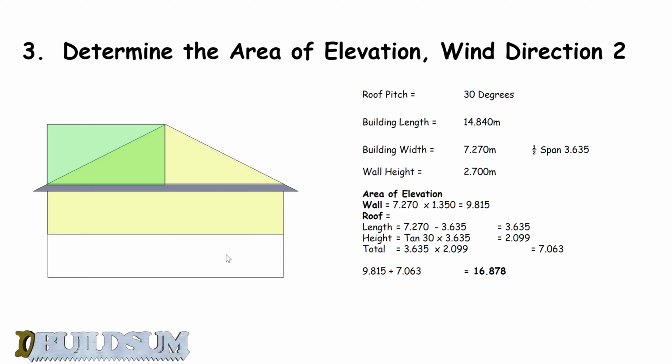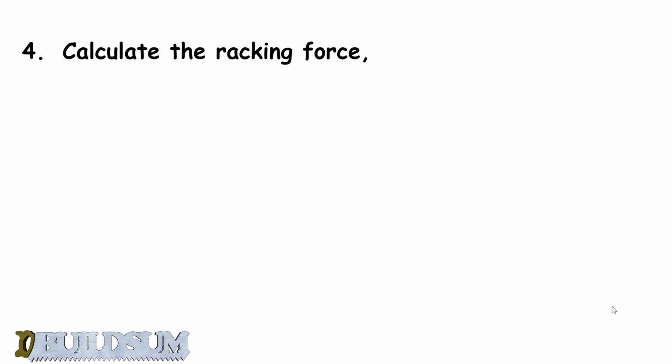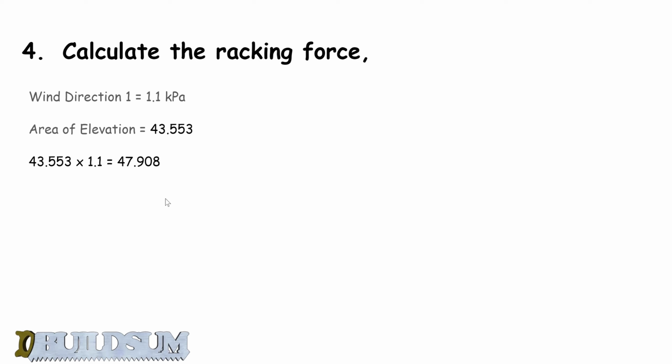So now we know the areas of our elevations, we can calculate the racking force. Remembering from the previous video that wind direction 1 had a wind pressure of 1.1 kilopascals. Our area of elevation is 43.553. We times those together and we get a total racking force acting on wind direction 1 of 47.908. So that's basically kilopascals acting on that area.